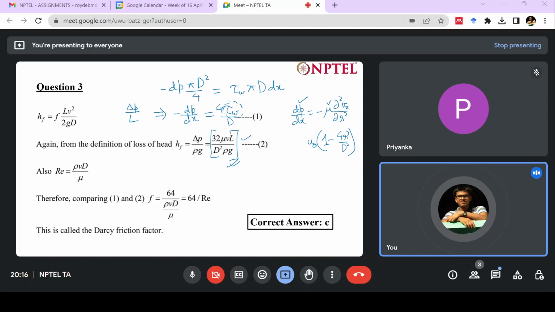So this is how you actually arrive at this 64 by Re. 64 by Re is a very theoretical number. Most turbulent models are more empirical. You do experiments and then you do fitting. And some numerical methods are also there nowadays. But this you can derive from your first principles. For laminar flow, you can derive your Darcy friction factor as 64 by Re from your first principles.